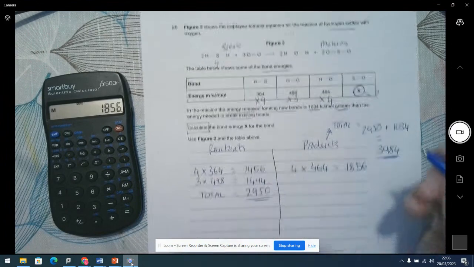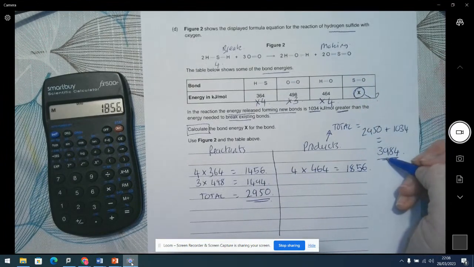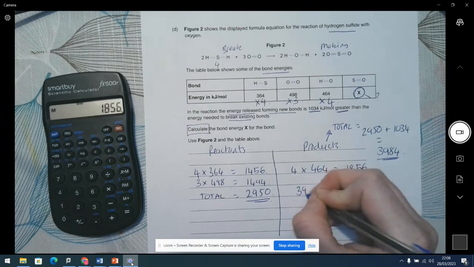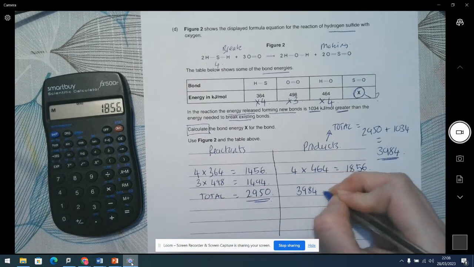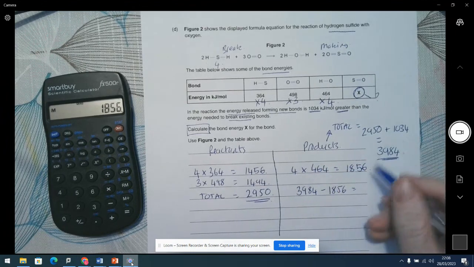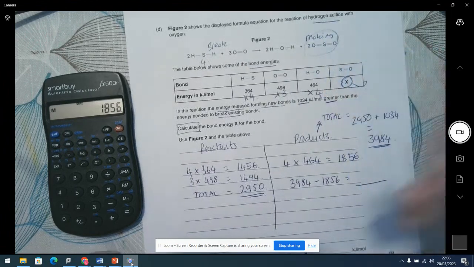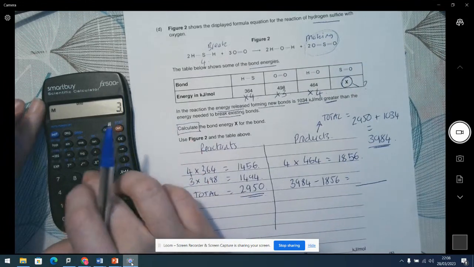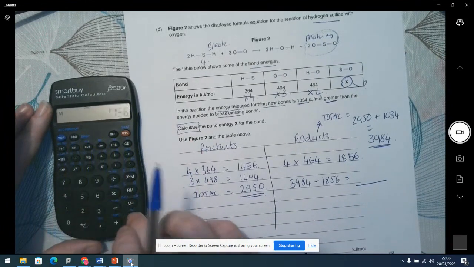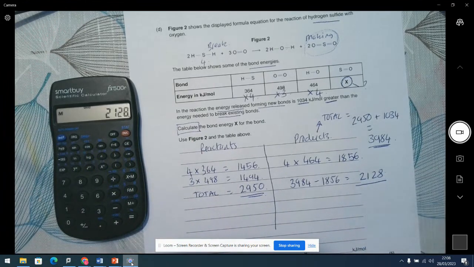equals 1856. And I don't know what this value is, but I can work it out because I know this is a total value. So if I do 3,984 take away 1,856, I know this answer must be the value of all of that. Okay, so 3984 take away 1856 is a value of 2128.